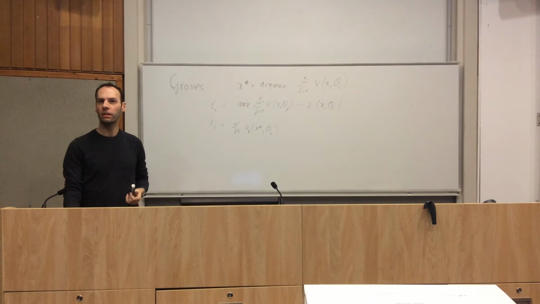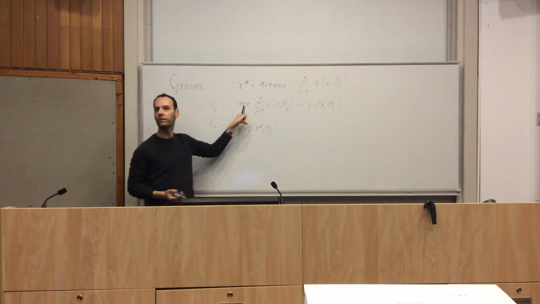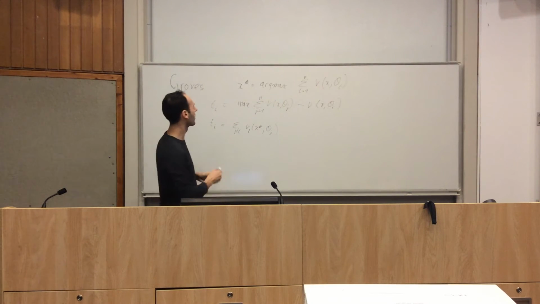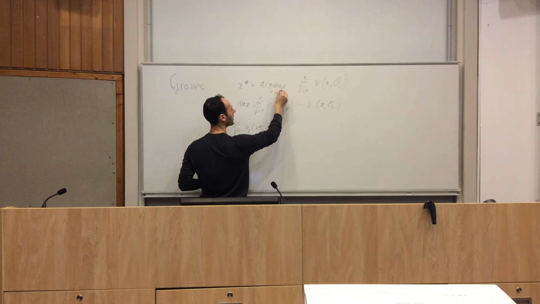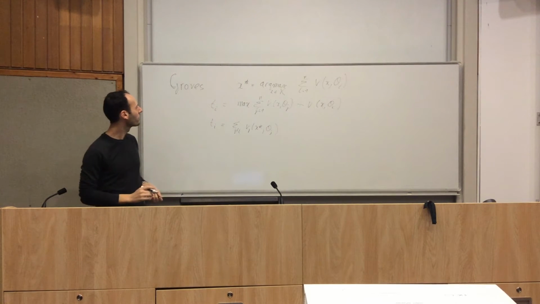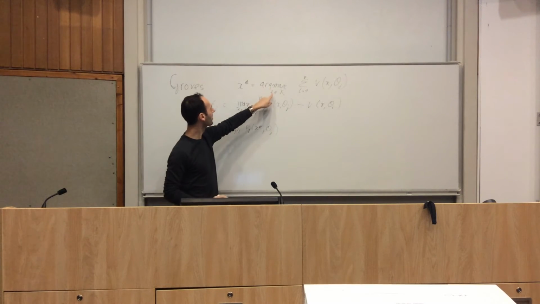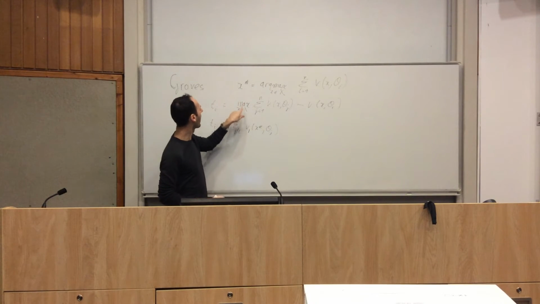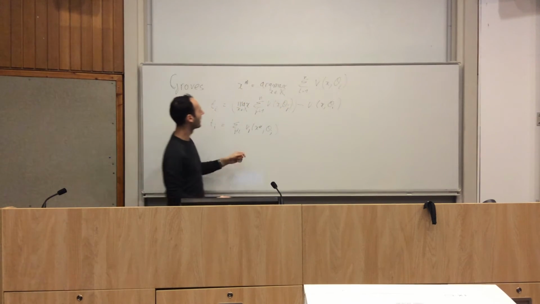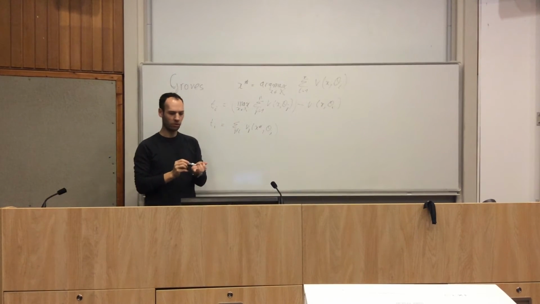Is that clear? So the difference between argmax and max should be clear, right? Argmax returns the argument. Here we're maximizing over all possible allocations. The difference is that argmax returns this x here, and max actually returns this sum here. So just to make it clear, this is how it should be.